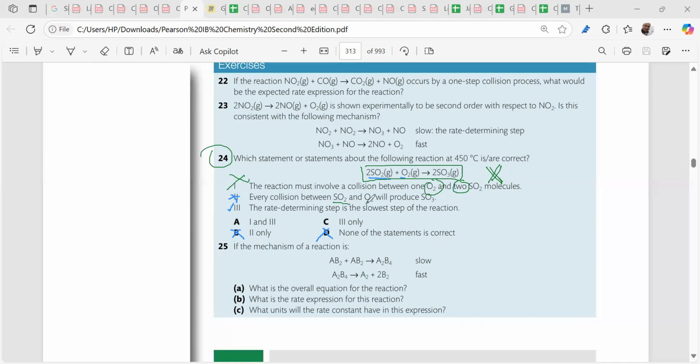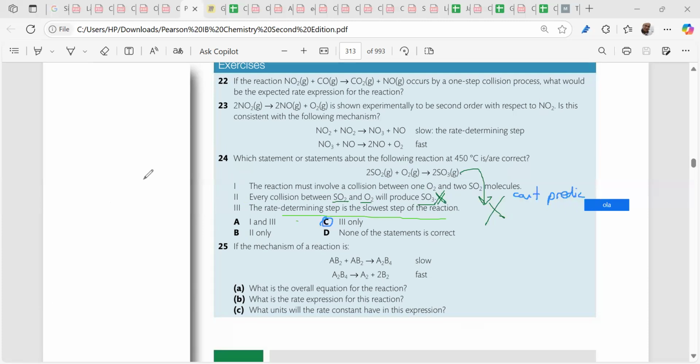Every collision between SO2 and O2 will produce SO3. Is it? Do we have any reaction mechanism of this? No, we don't have. Can we predict that every collision of SO2 and O2 will produce SO3? No, not really, right? Got it? Is this the right answer? We can't predict because there's no reaction mechanism given, right? Clear? Now, can you do this quickly?